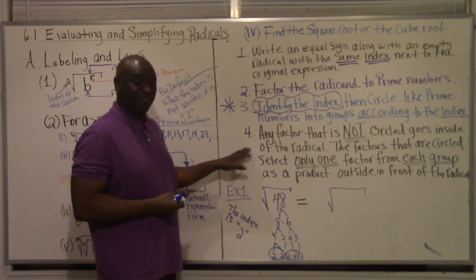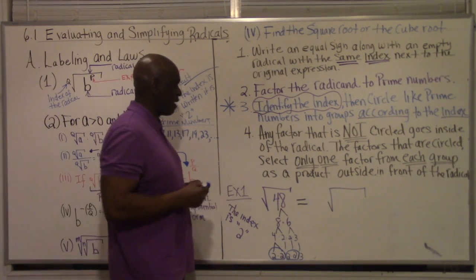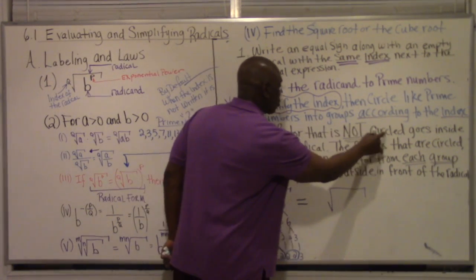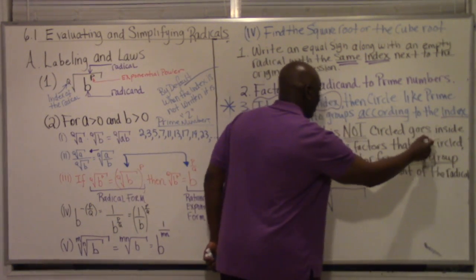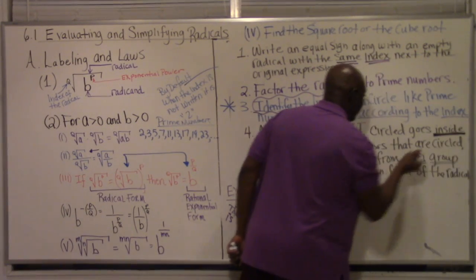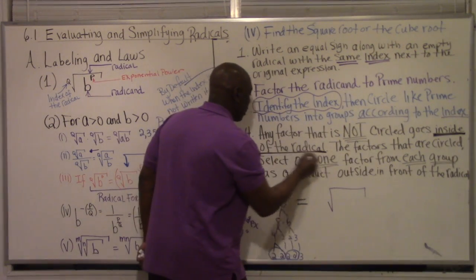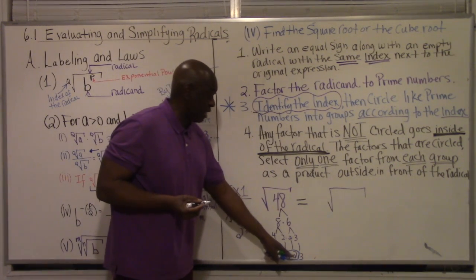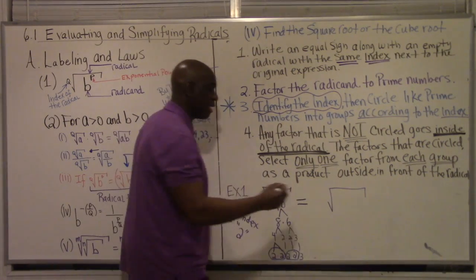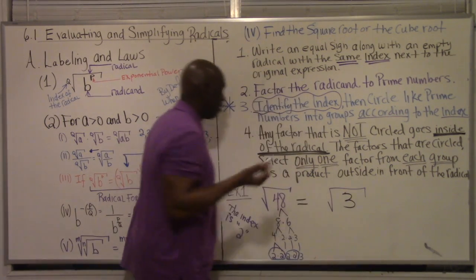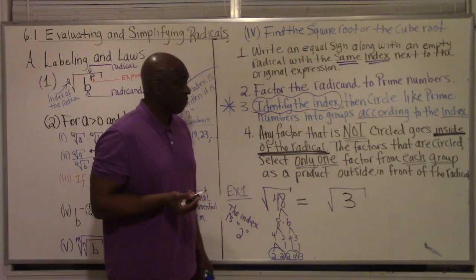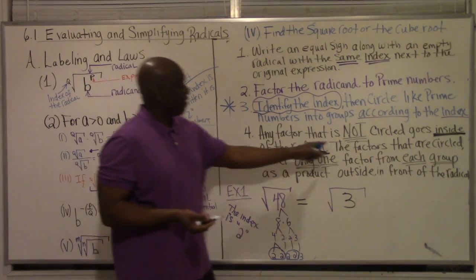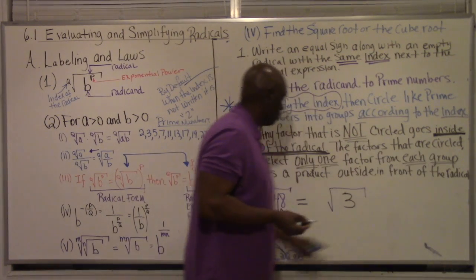Step 5. Let's do it. We're almost done. Step 5. Any factor that is not circled goes inside of the radical. What did not get circled here? You see that 3? Put it on the inside, because it didn't get circled. So now we're there. Right? The factors that are circled, here they go.